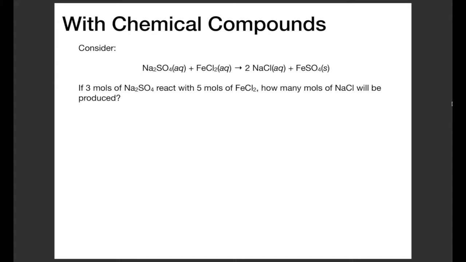We're now going to go through and apply this to chemical compounds. This time, instead of considering the number of ingredients that we have, we're going to consider the number of moles of substances that we have. For this reaction, sodium sulfate plus iron 2 chloride going to 2 sodium chlorides plus iron 2 sulfate, if we have 3 moles of sodium sulfate and that reacts with 5 moles of iron 2 chloride, how many moles of sodium chloride will be produced?